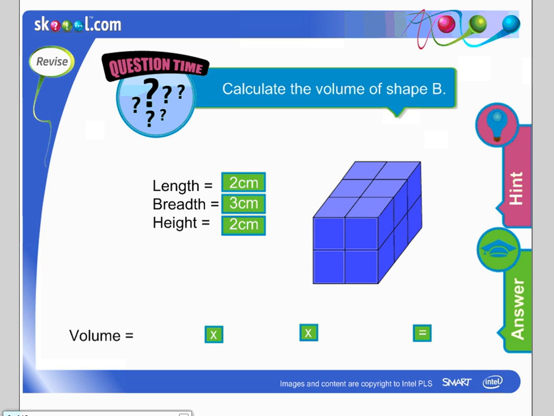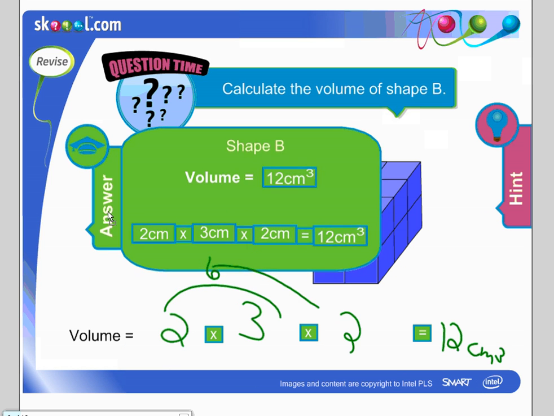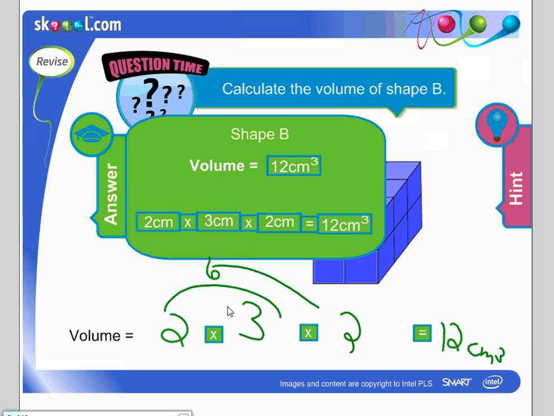All right, this one we had 2 by 3 by 2. 2 times 3 is 6. 6 times 2 is 12 cm cubed. All right, if we check it, 2 times 3 times 2.